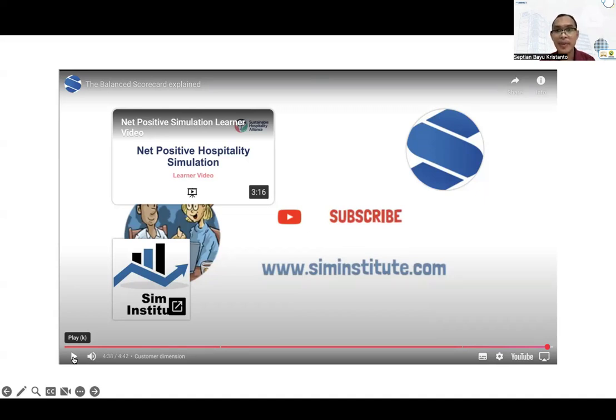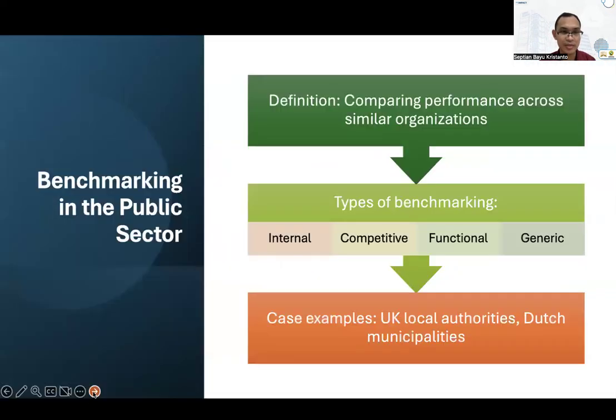But it depends on every unit of the public sector. You can start from the financials, you can start from learning and growth, and also you can start from the customers. So it depends on how you treat your citizens or how you treat your customers. Yeah, that's how the balanced scorecard works in the public sector.